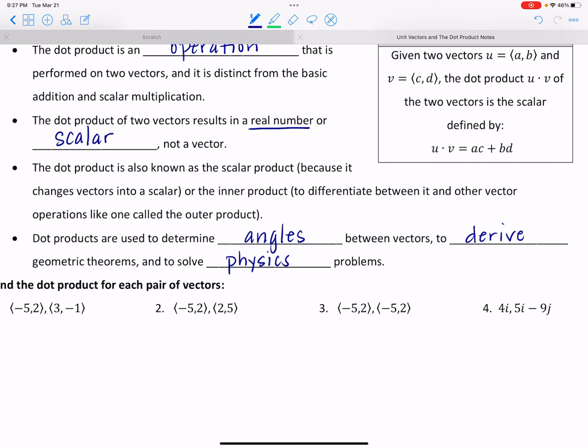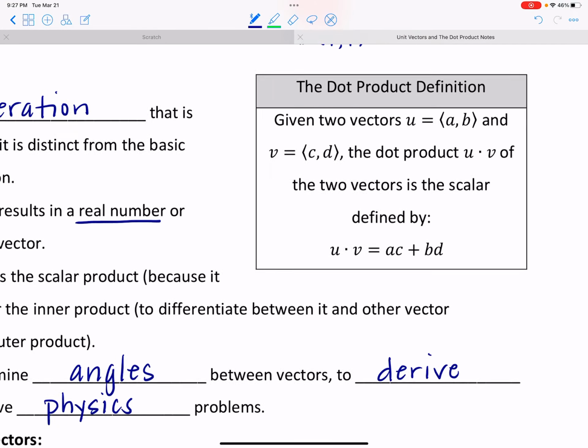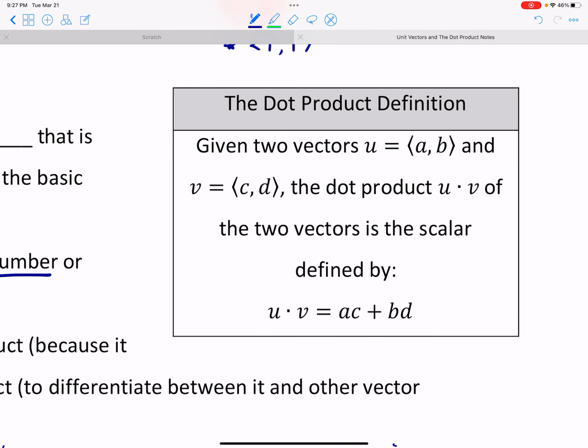Now again, what is the dot product? So if I give you two vectors, let's just say u and v, the dot product, which will look like this, u dot v, that's how we would read that, not u times v, we're going to say u dot v so that we're clear we're finding something called the dot product, incorporates addition and multiplication.